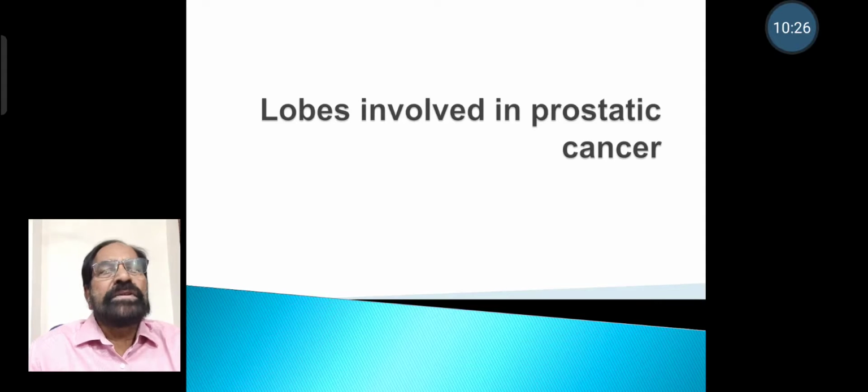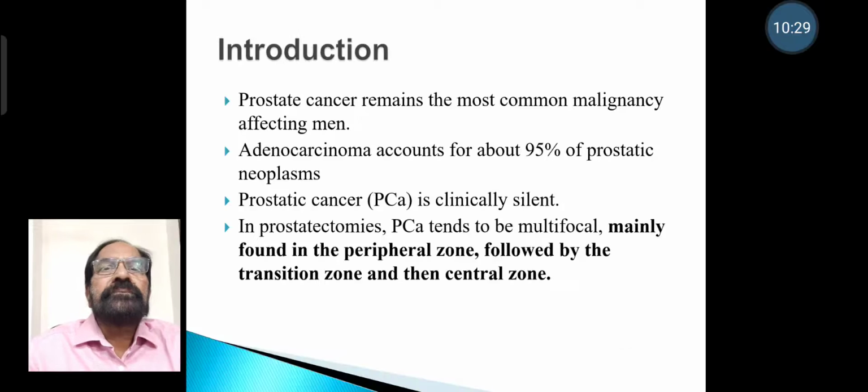Lobes involved in prostatic cancer. Prostatic cancer remains the most common malignancy affecting men. Adenocarcinoma accounts for about 95% of the prostatic neoplasms. Prostatic carcinoma is clinically silent. In prostatectomies, prostatic carcinoma tends to be multifocal, mainly found in the peripheral zone, followed by transition and then central zone.